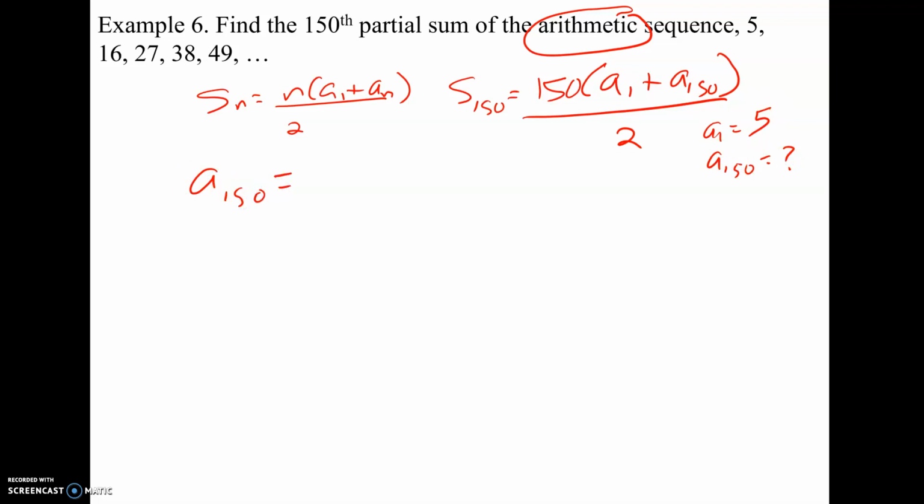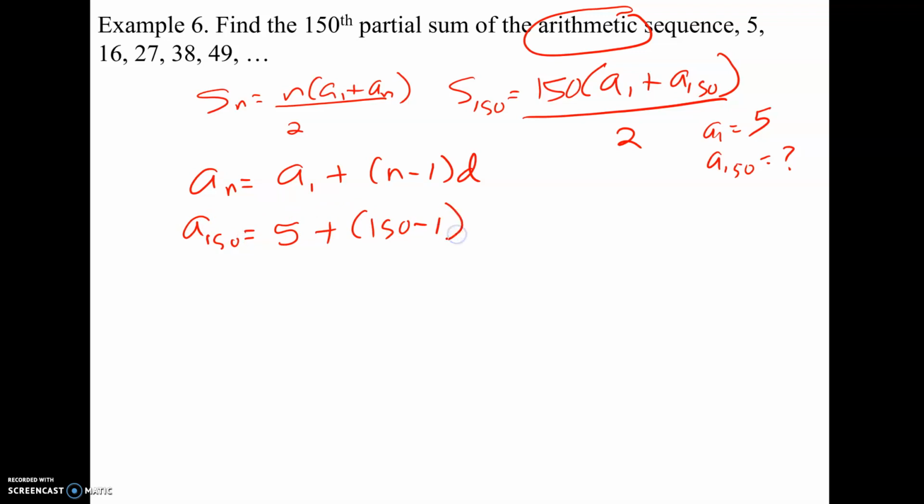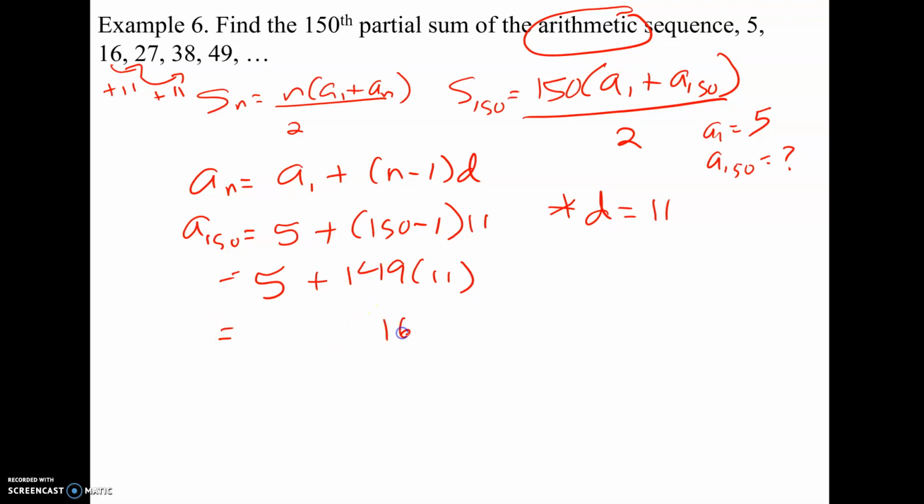Okay, so my formula, before I go jumping in, a sub n, if I want to find the nth term for an arithmetic sequence, it goes like this. So a sub 150 is going to be my first term, which is 5, plus 150 minus 1 times my common difference. Well, my common difference is that I am adding 11 each time. Okay, so d is equal to 11. All right, so I have 5 plus 149 times 11, and 149 times 11 is 1,639. I add 5 to that, I get 1,644. And that's my a sub 150.